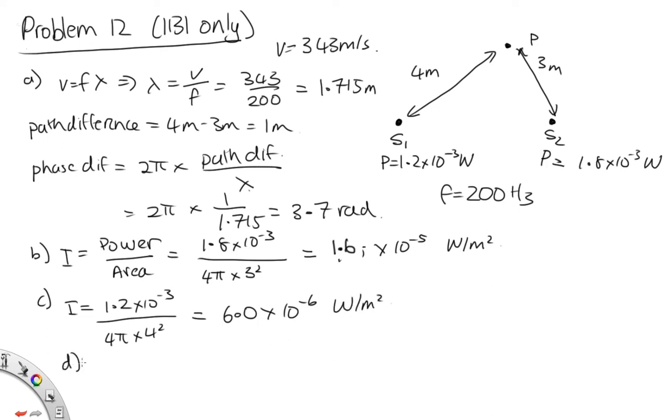Finally, in part D, describe qualitatively how the intensity at P with S1 and S2 would compare with the sum of your answers to B and C. Okay, well, if these were perfectly in phase at P, all we'd have to do was sum these two to get the total power. But as they're not in phase, we're going to have a lower intensity as there's going to be a bit of destructive interference. So it will be lower as there is interference.